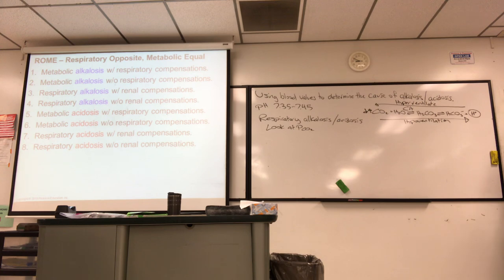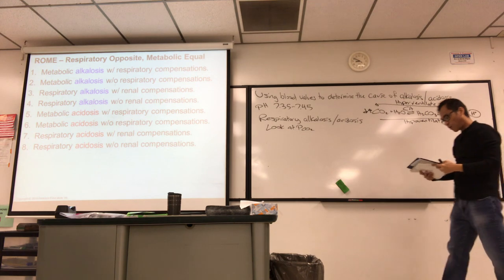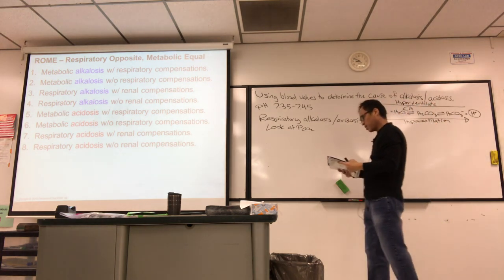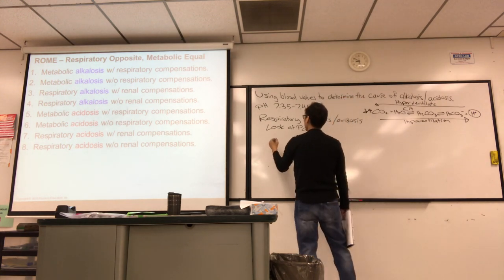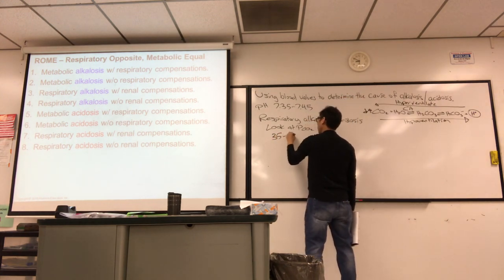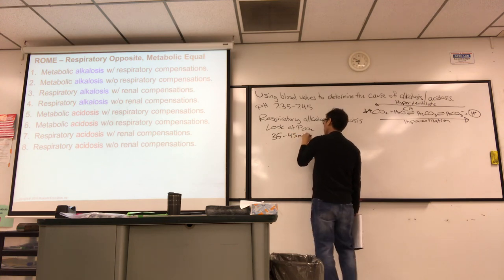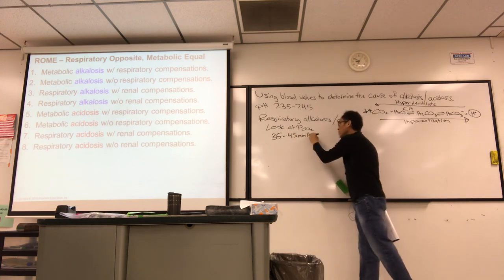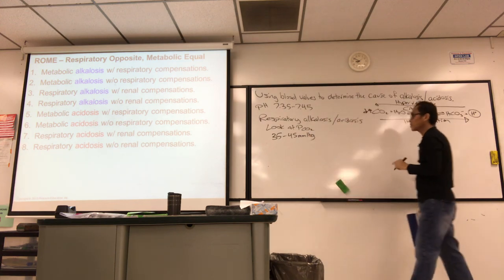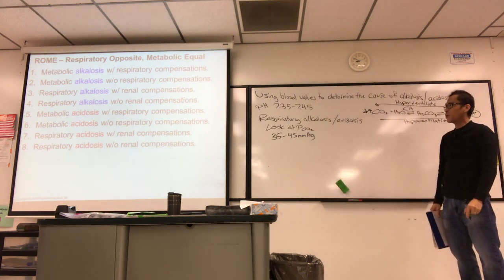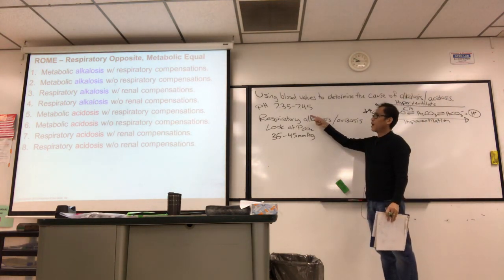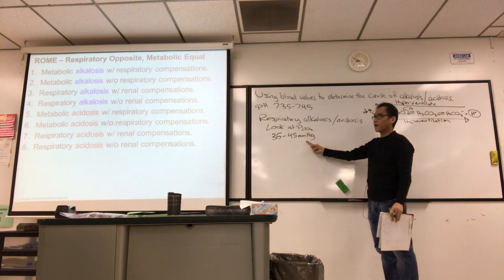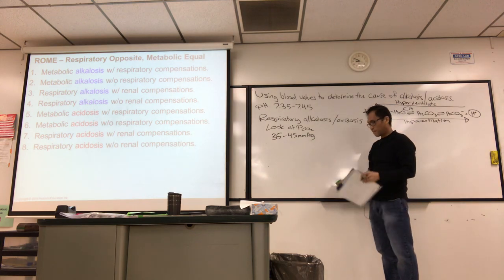All right, so CO2 is an important blood value to look at. So let me give you the normal range for the partial pressure of CO2. The normal range is 35 to 45 millimeters of mercury. So remember that. It's a happy coincidence that the normal range of pH is 7.35, 7.45, 35, 45. Okay, it makes it easier to remember that value.